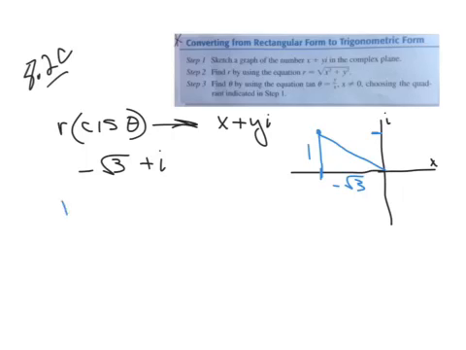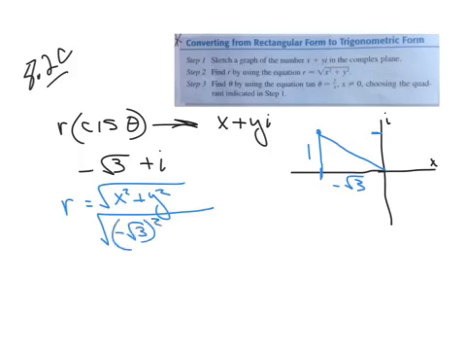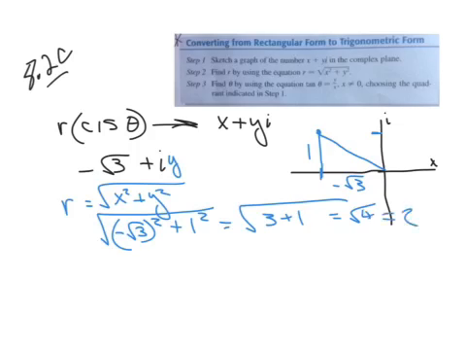Find r by using the equation r equals the square root of x squared plus y squared. Our x is negative square root of 3, so we take that and square it. And our y value is 1. That gives me the square root of 3 plus 1, which equals the square root of 4, which equals 2. So my first step was to find r, and r is 2. The only other thing I need to know is what is my theta.